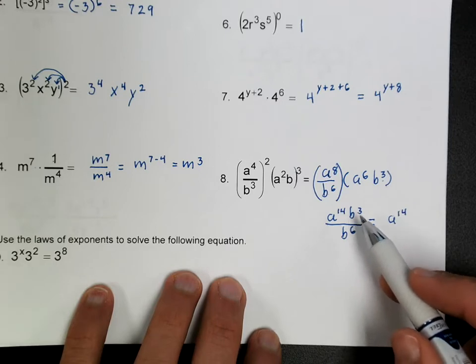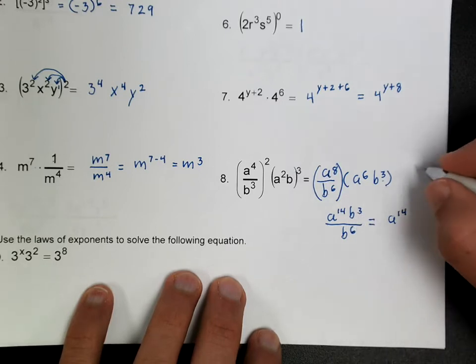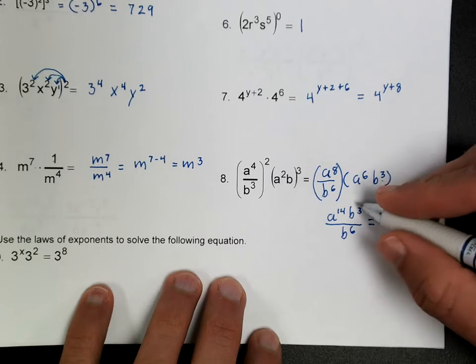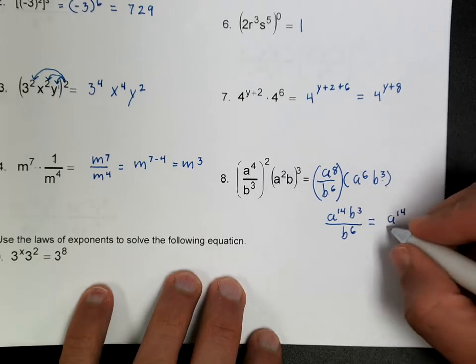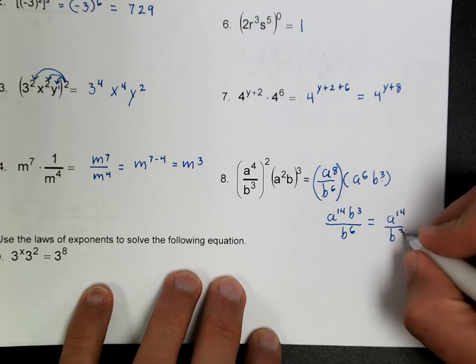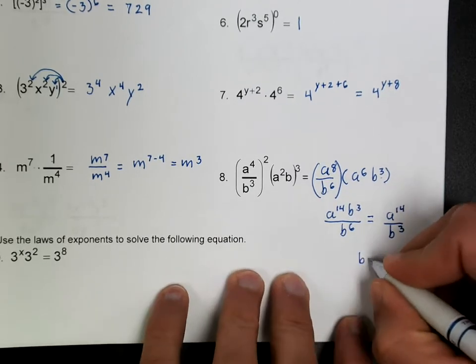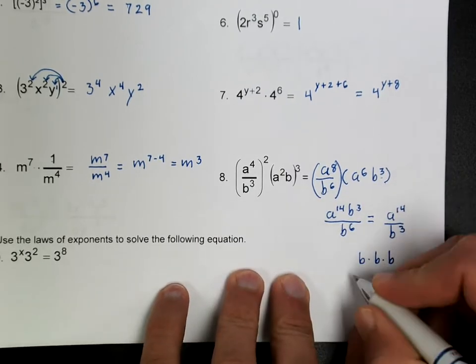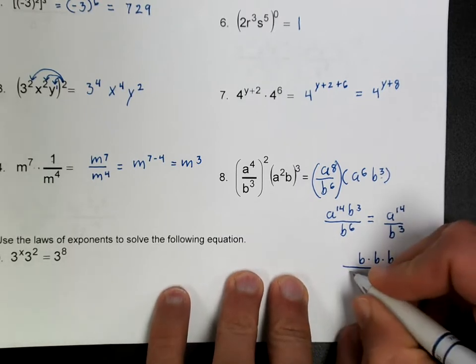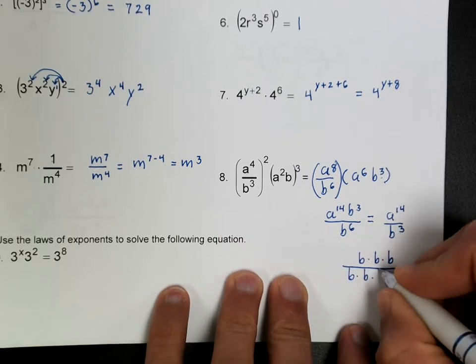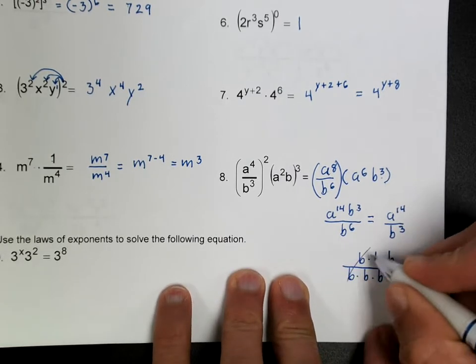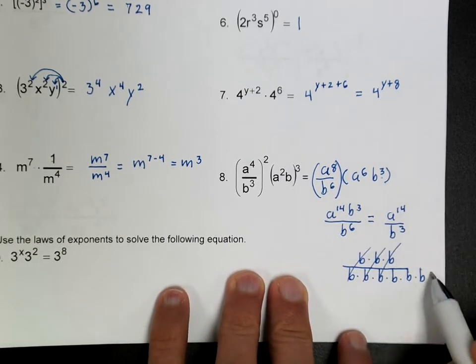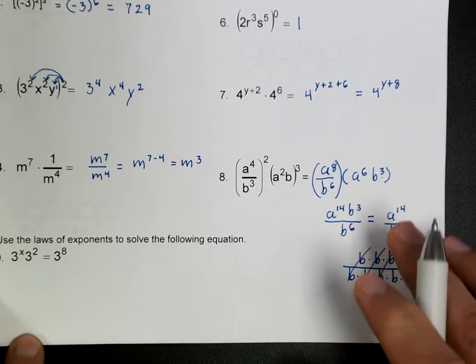If I have b to the 3rd, that's the same thing as having 3 b's, b times itself 3 times, and I have 6 b's on the bottom. If I cancel those out, I would have b to the 3rd. And again, for those of you that maybe didn't understand, b cubed is b times b times b, and b to the 6 is b times itself 6 times. So that would give me b to the 3rd in the bottom. Okay, so anyways, that's that for that one.